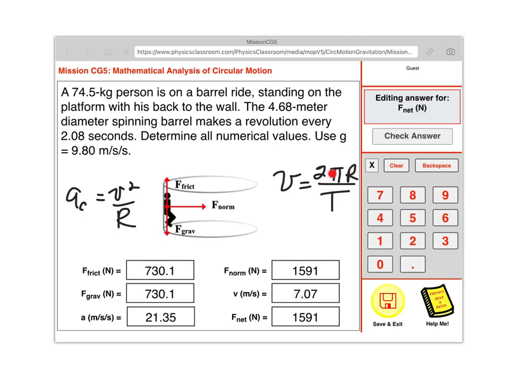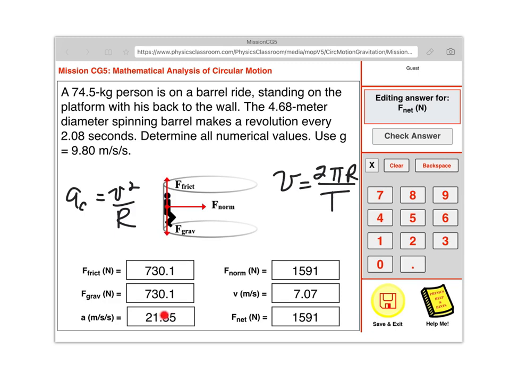So first we get V, 2 pi, that's the diameter, so it's going to be 2.34 times 2 pi divided by the period, 2.08 seconds. That's what I got. Then I squared that and divided it by 2.34, the radius of the circle. And I got that.